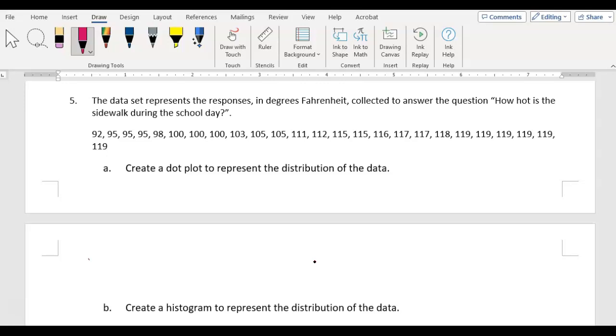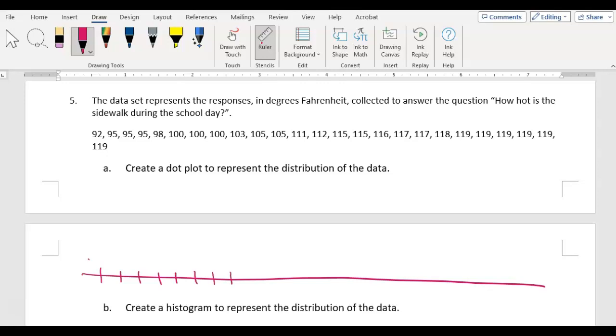All right, so a key point here when we are creating a dot plot is that when you create the dot plot, it needs to be evenly distributed. And so we're going from 92 to 119. And so you might be tempted to skip numbers in between, but you really should list out each of the numbers. So 92 to 119 is going to be 27 numbers. It's quite a few. 1, 2, 3, 4, 5, 6, 7, 8, 9, 10, 11, 12, 13.